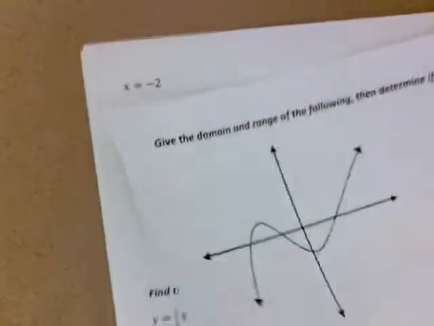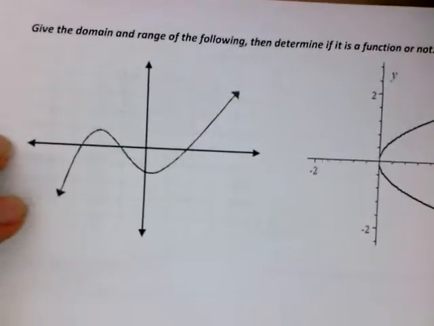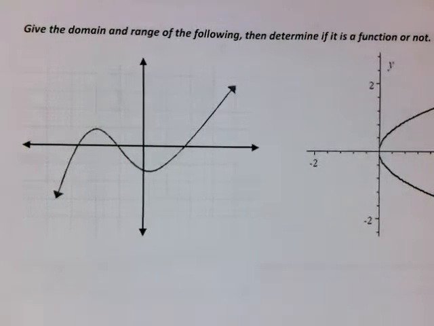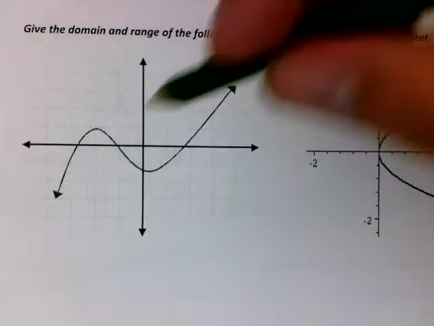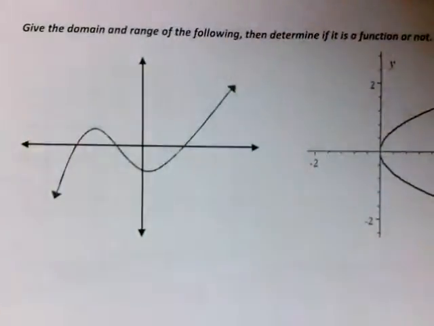Alright guys, we're on page, I believe, 4 of the review packet. Domain and range. Remember, domain means X values, range means Y values. Now, this is where it gets a little tricky. Looking at this graph, we have to figure out the domain and the range. Domain means the X values, range means the Y values.